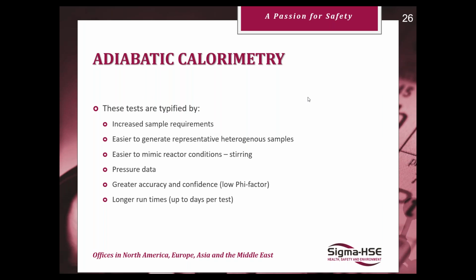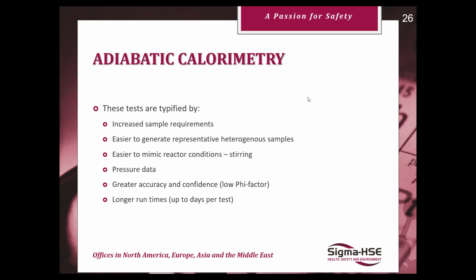These can be typified by an increased sample requirement. So the ARC and the ARSST, we can test materials of about 5 to 10 grams. If you take anything to VSP2 or Phytech, you're talking hundreds of grams. But because of these larger sample sizes, it is easier to generate more representative samples of heterogeneous mixtures if we're testing reaction masses from actual chemical reactions rather than pure compounds only.